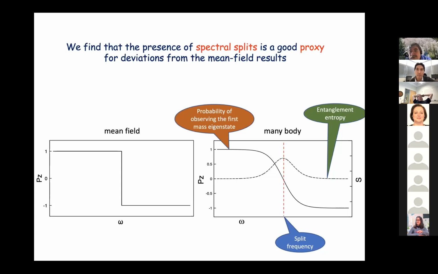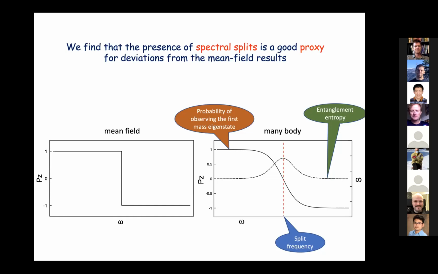And as you can see, at around the split frequency, the entanglement entropy is maximized. Entanglement entropy turns out to be quite small away from the split frequency, but at the frequency where there is a spectral split, it is maximized, and eventually it goes back to 0 as you go away from the spectral split. And the P sub z for the first mass eigenstate is then a smoother change from plus 1 to minus 1. Now, this should remind you of the behavior of the Fermi statistics at zero temperature and finite temperature. Basically, what we are seeing here is the entanglement coming in because of the interactions between neutrinos.